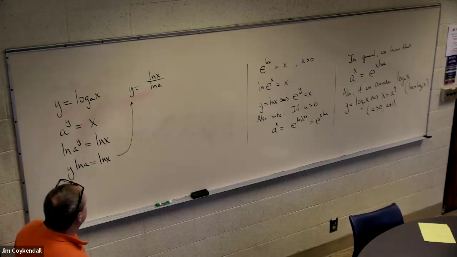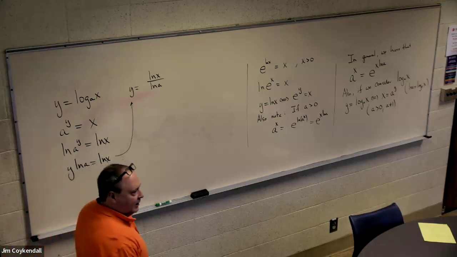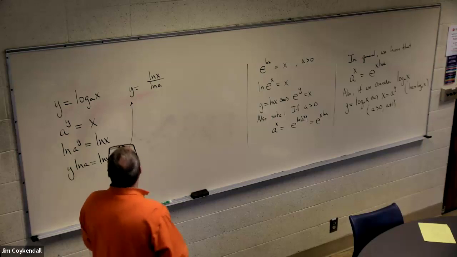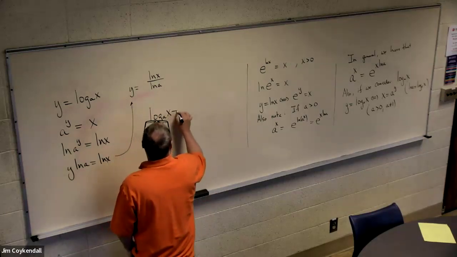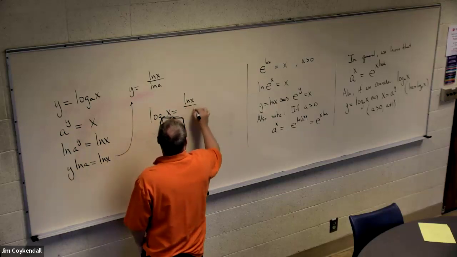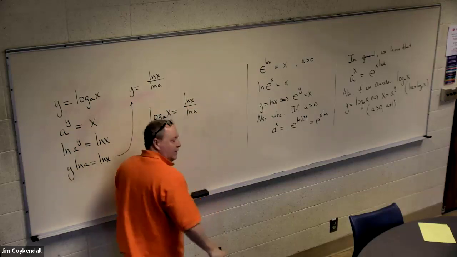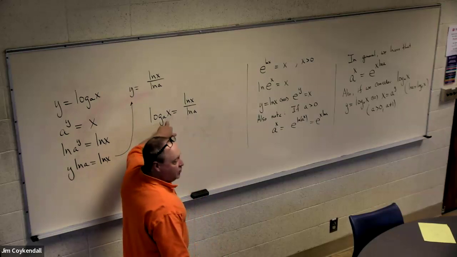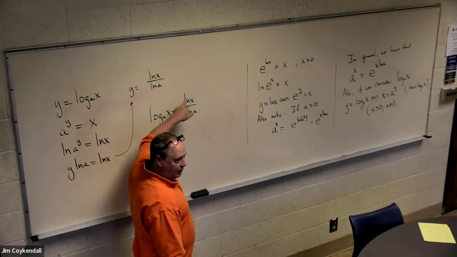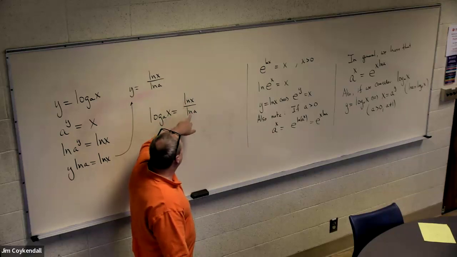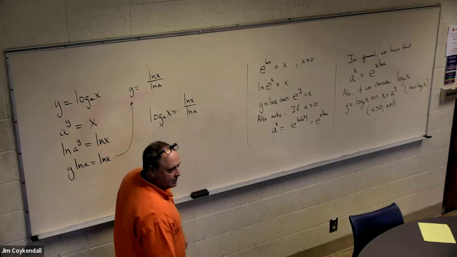this is why you don't have a log base 2 button on your calculator. Because log base a of x, how would your calculator do this if you want to take the log base 2 of 10? Well, what your calculator does is it takes the natural log of 10 and divides by the natural log of 2.